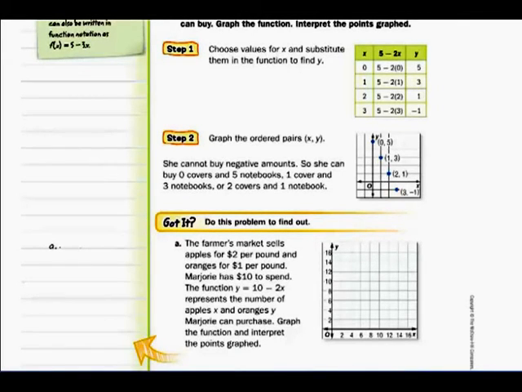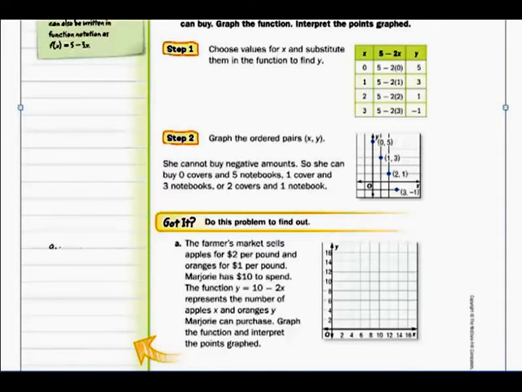All right, back with me. The farmer's market sells apples for $2 per pound and oranges for $1 per pound. Marjorie has $10 to spend. The function y equals 10 minus 2x. This is her $10 minus the $2 per pound of apples. That's how many oranges she can buy. It represents the number of apples, x, and oranges, y, that Marjorie can purchase. Graph the function and interpret the points graphed.